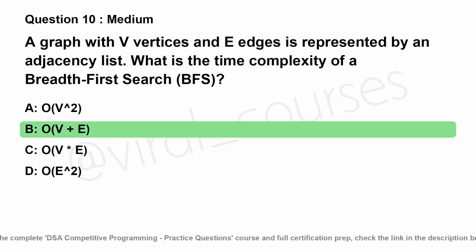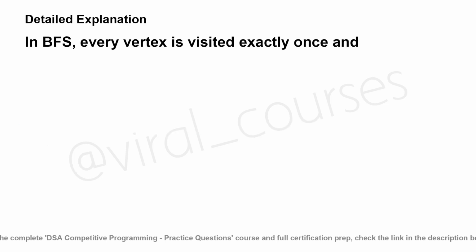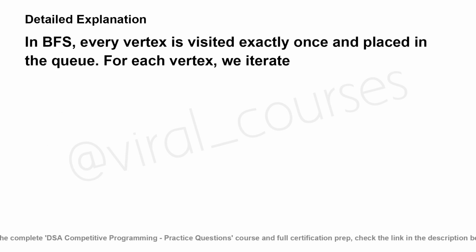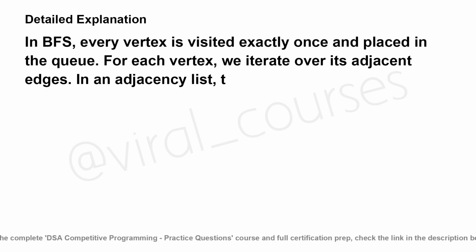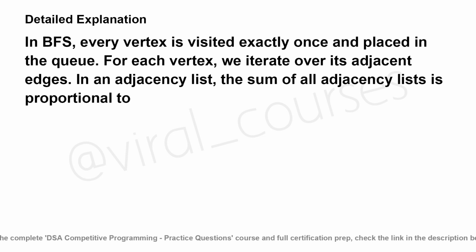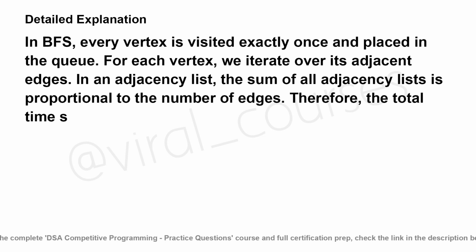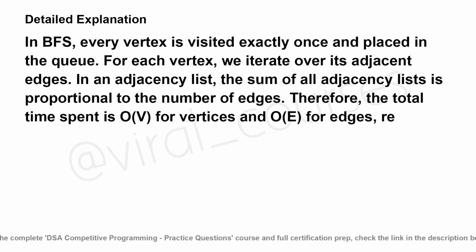The correct answer is B. In BFS, every vertex is visited exactly once and placed in the queue. For each vertex, we iterate over its adjacent edges. In an adjacency list, the sum of all adjacency lists is proportional to the number of edges. Therefore, the total time spent is O(V) for vertices and O(E) for edges, resulting in O(V plus E).